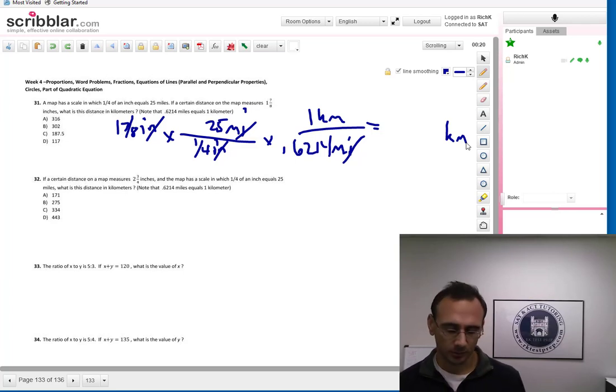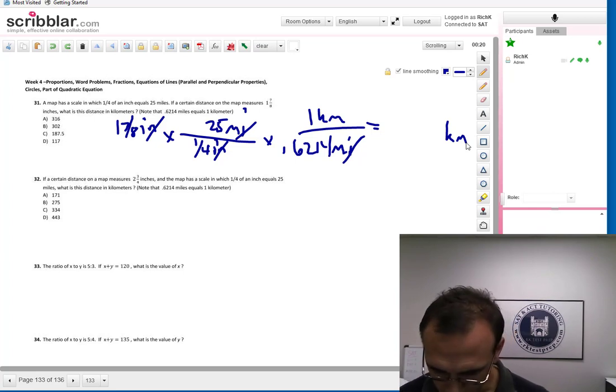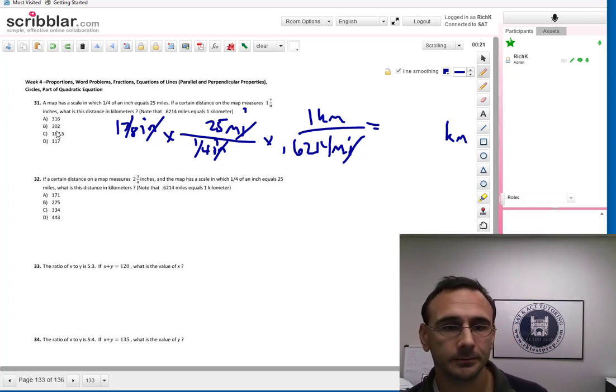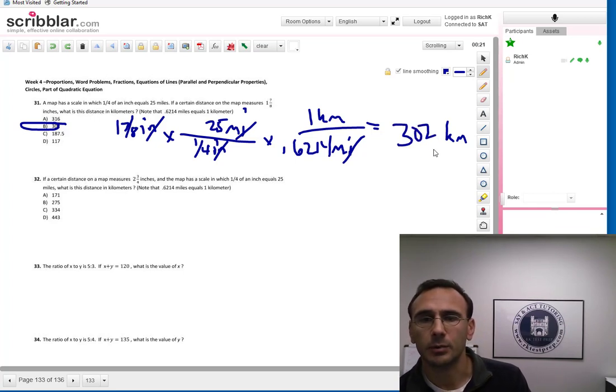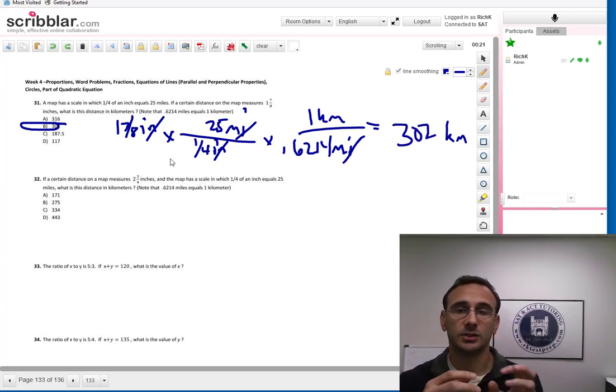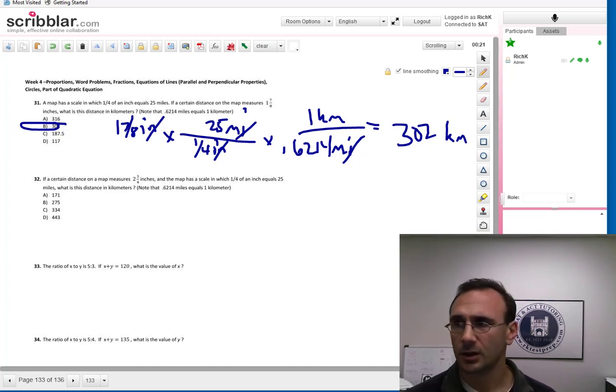That's the old chemistry way. And we should get 301, about 302. You could set it up as individual proportions. So convert the inches to miles, then do a separate one, convert miles to kilometers. That's fine too. This one just saves this thing. Next, we'll look at 33.